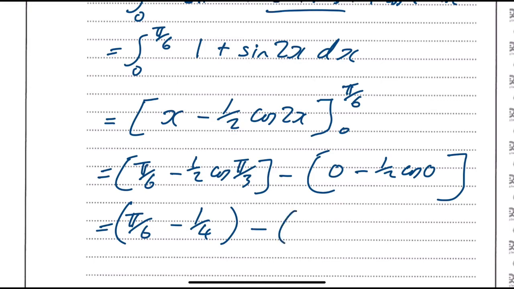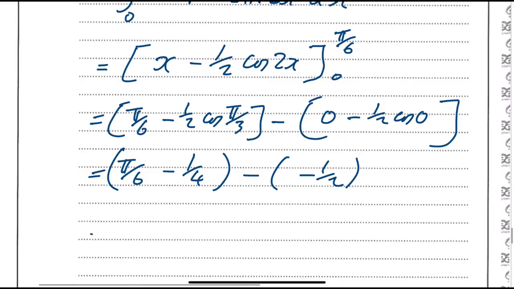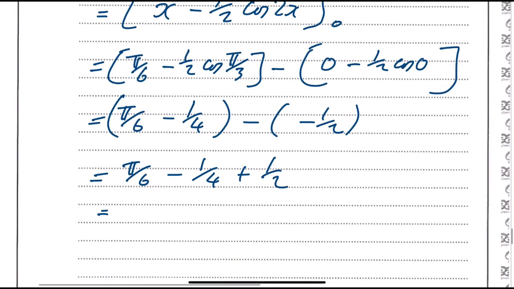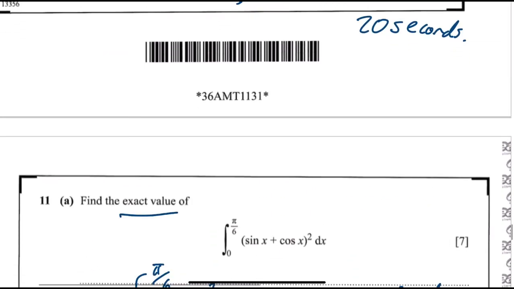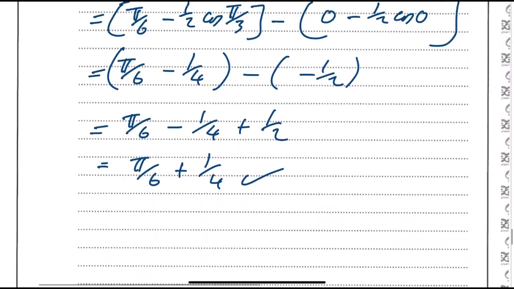And then this one is just going to be minus a half. So overall it becomes, making a meal of this here, pi over 6 minus a quarter, and then plus a half, and then that becomes pi over 6 plus 1/4. They asked you for the exact value, so that's an exact value.